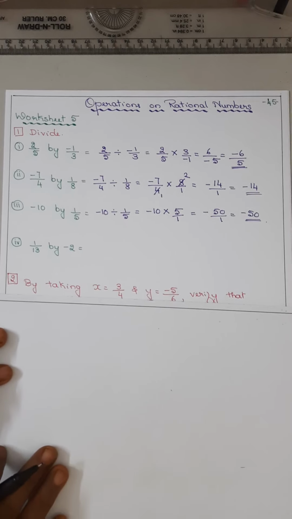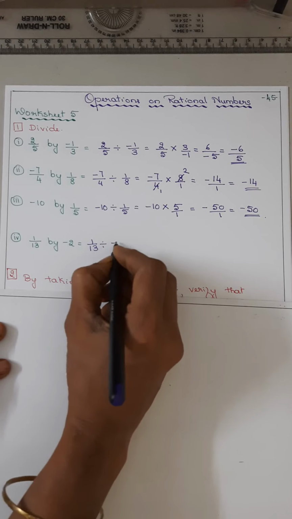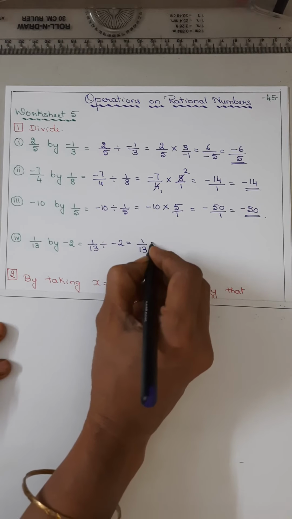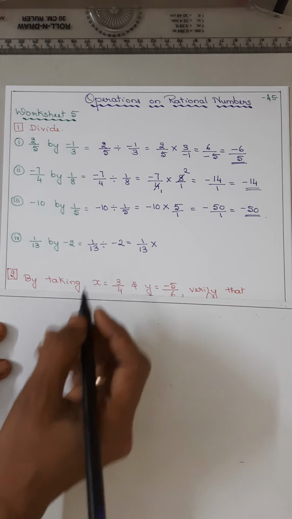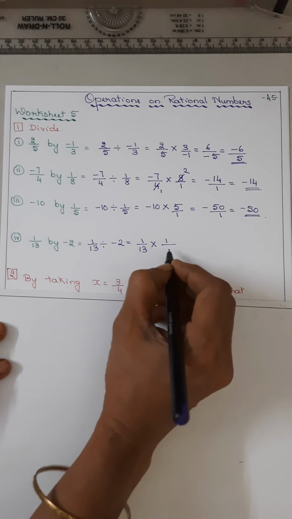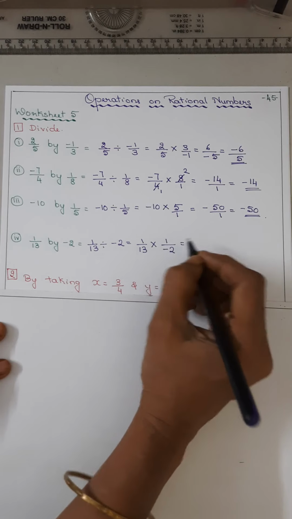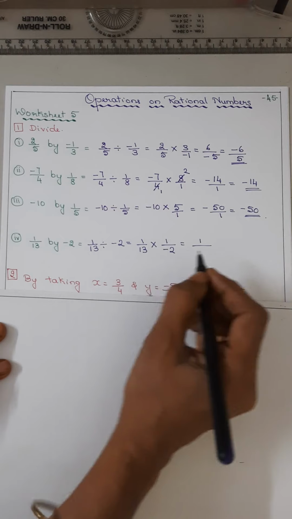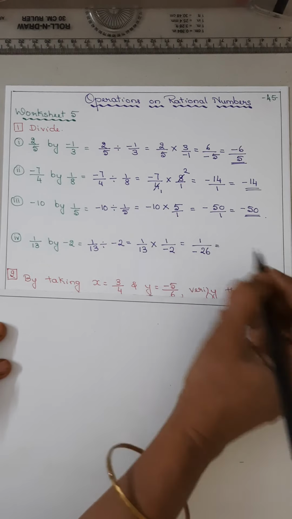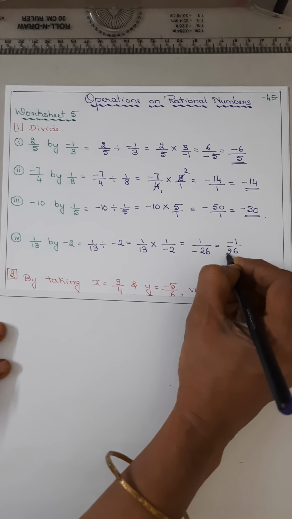Coming to the fourth sum, 1 by 13 divided by minus 2. 1 by 13 as it is, the division sign becomes a multiplication sign, minus 2. The reciprocal is 1 by minus 2. That means 1 1s are 1, plus minus minus, 13 2s are 26. To write in the standard form, it will be minus 1 by 26.